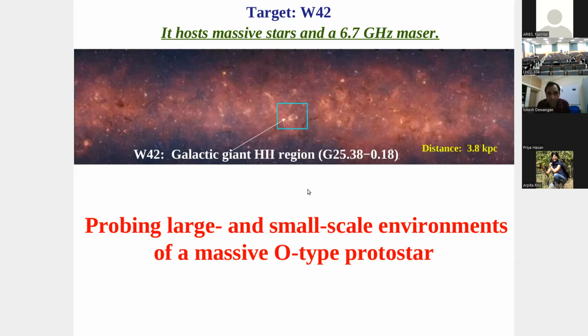So in this talk, I am going to present one of the very interesting results related to this W42 site, where I have explored very large scales to very, very small. Large scale means several parsec scale to several hundreds of AU scale. And here we have identified very early phases of massive stars.